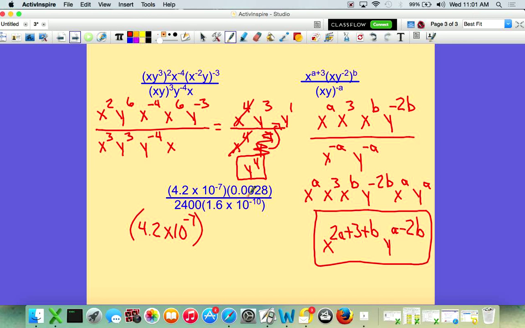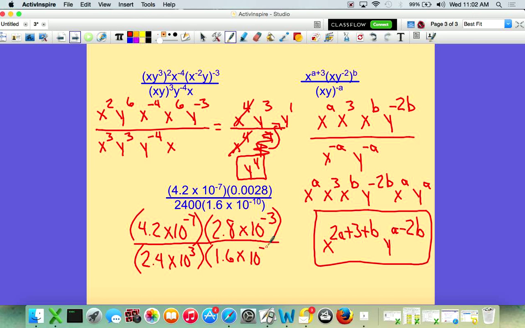So we would have to move the decimal to the right 3 spots. So this would end up being a 2.8 times 10. Now because this is a small number and we're moving the decimal to the right, that means that we're getting smaller. So this would be a negative 3. If we move the decimal to the left, like we will with the 2400, then it would end up being a positive exponent. From here, 2400, as we said, move the decimal to the right 3, so 2.4 times 10 to the third, and then we're going to take that times 1.6 times 10 to the negative 10.